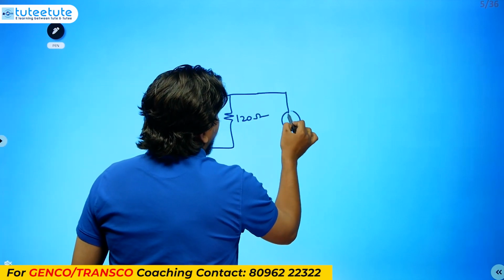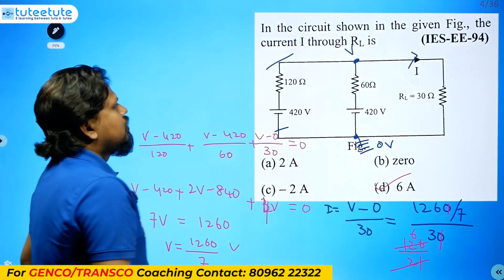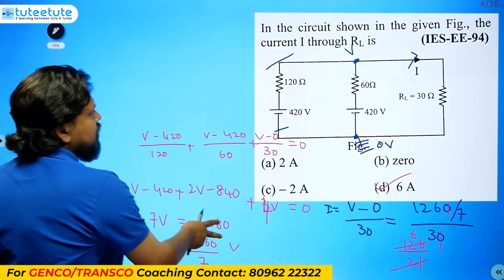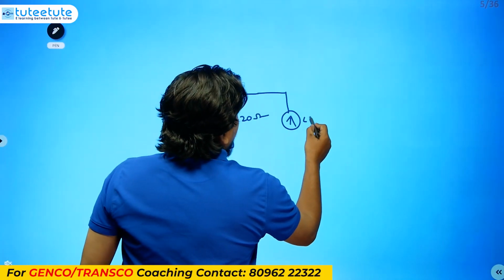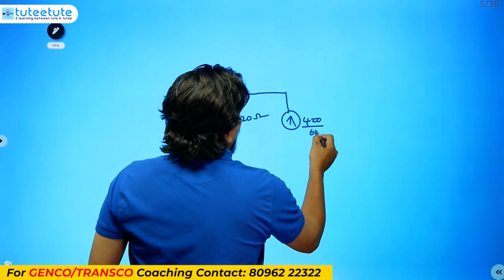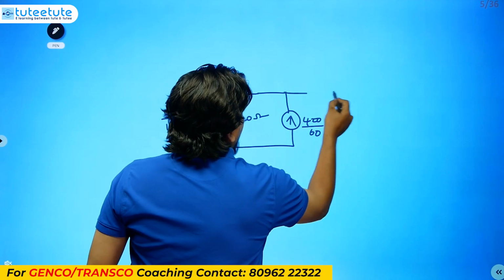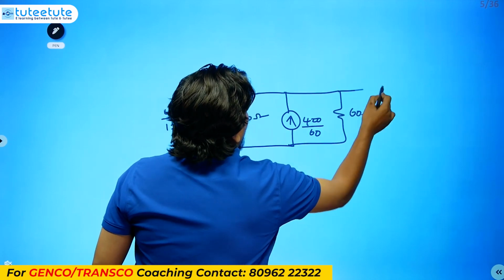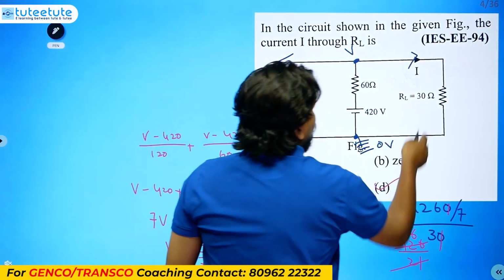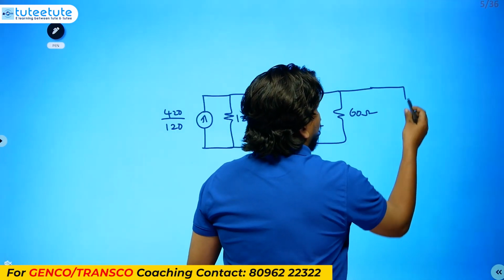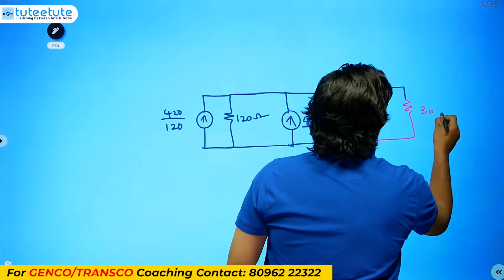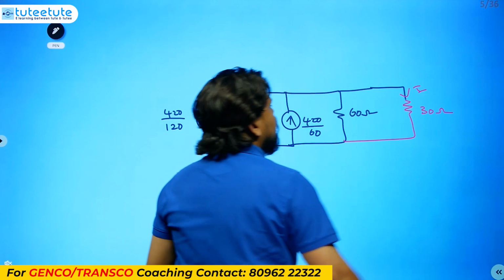Similar to this, we can make another current source also. How? 420 divided by 60. That will be the current source value here, 420 divided by 60, and parallel to this we have to use another resistance of 60 ohms. And we have 30 ohms here, so directly we can put that 30 ohms here. Here only we need the current.